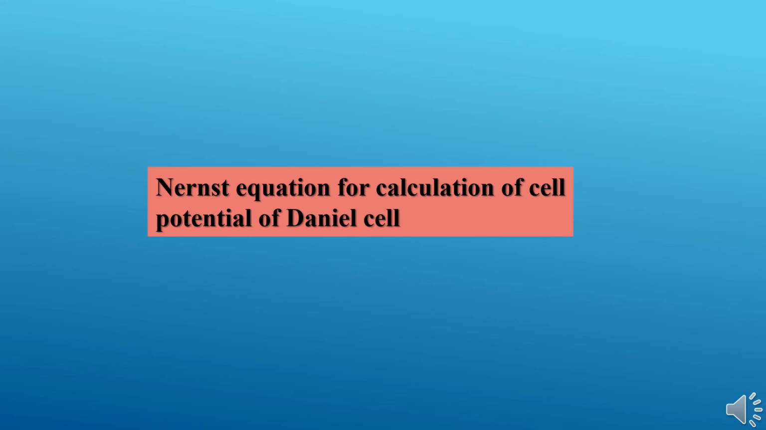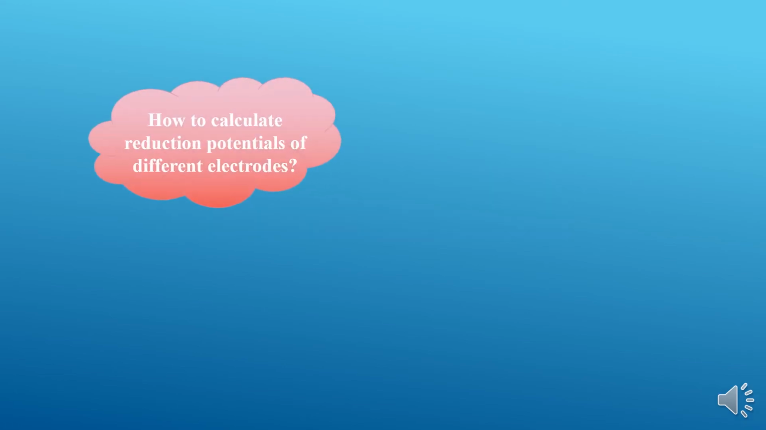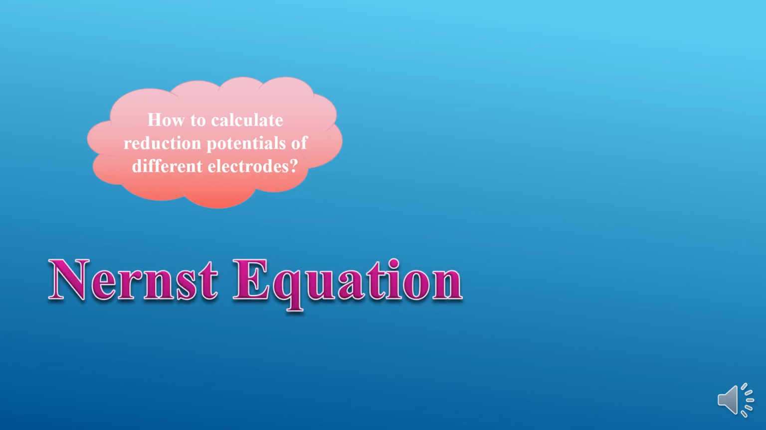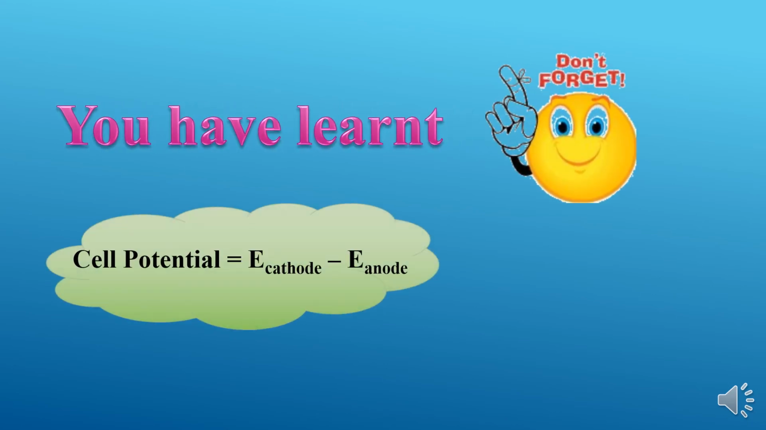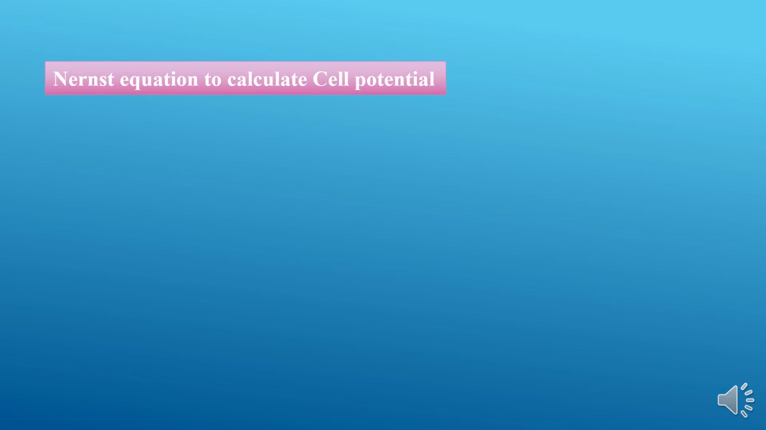Nernst equation for the calculation of cell potential of the Daniell cell. How to calculate the reduction potential of different electrodes? By using the Nernst equation. In previous videos, we have learned that cell potential is equal to E cathode minus E anode. That means reduction potential of cathode minus reduction potential of anode. Now the Nernst equation to calculate the cell potential. We'll take some examples.